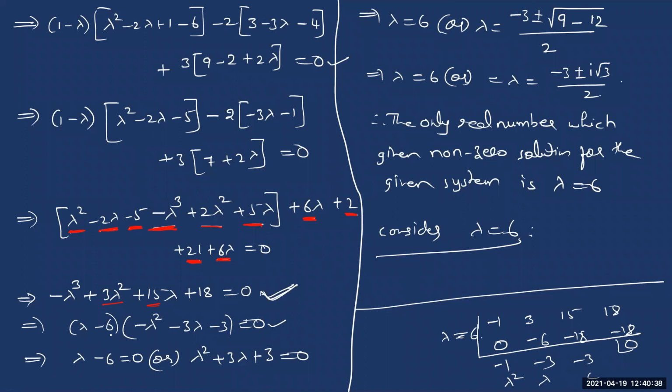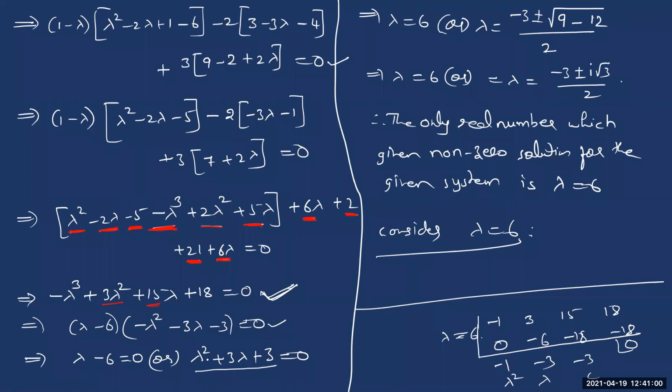Now the product of these two terms is equal to 0, so either of those two may be equal to 0 individually. So I'm equating either lambda minus 6 is equal to 0, or, since I've taken minus common from these three terms, when I take lambda common from them I'll get this expression: lambda square plus 3 lambda plus 3 is equal to 0.